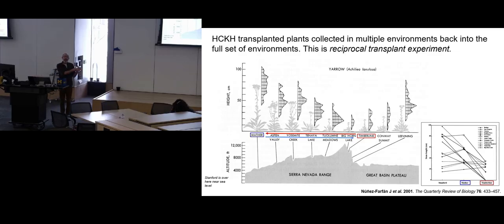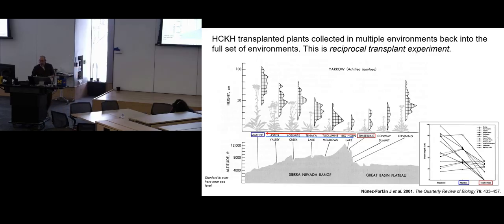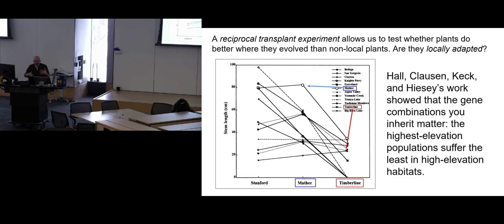If they're locally adapted, if they do best where they've evolved, you'll expect to see that they perform best in that environment. So by doing these transplants, Hall, Clausen, Keck, and Hiesey showed that the gene combinations you inherit matter. The highest elevation populations suffer the least in high elevation habitats.